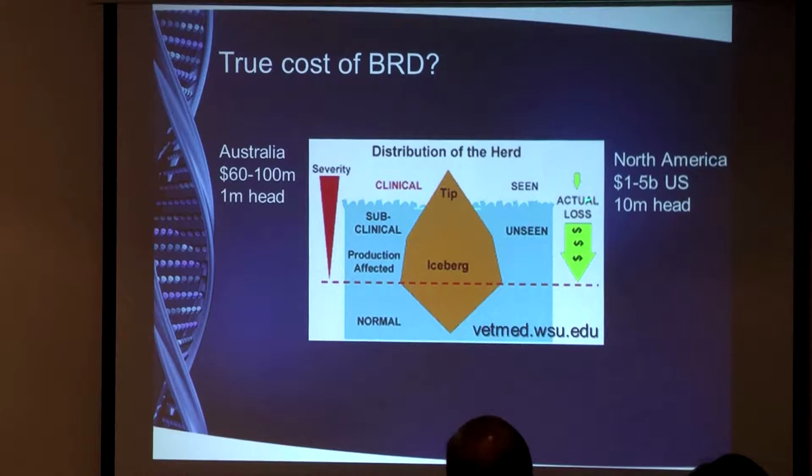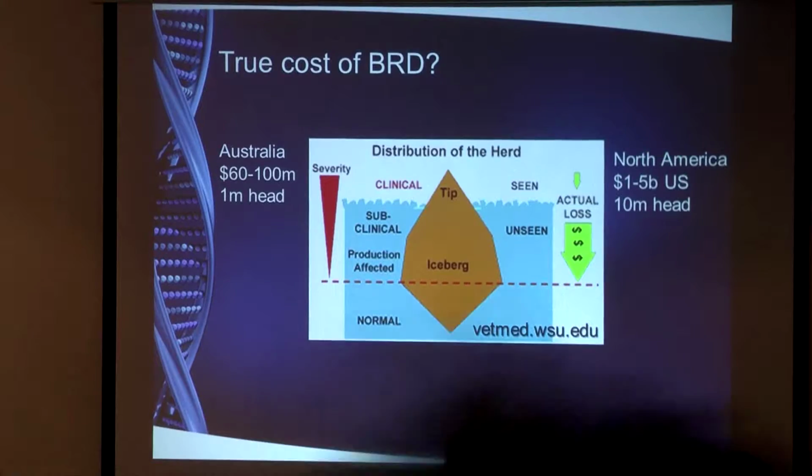Now these costs reflect this peak, here. So what animals are actually treated clinically? We think there's a whole range of animals that actually have BRD but just don't present with it and therefore don't get treated. So the cost of production is probably much higher than what we actually think it is.